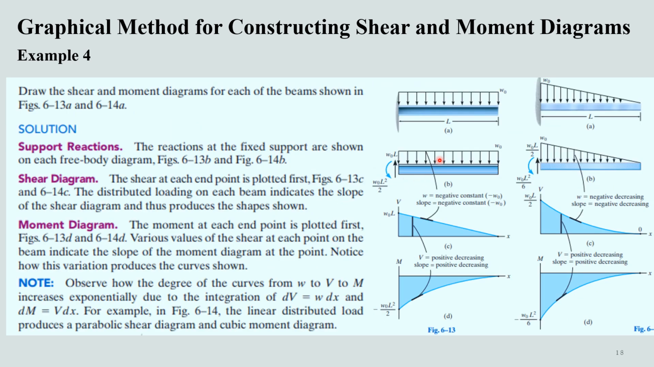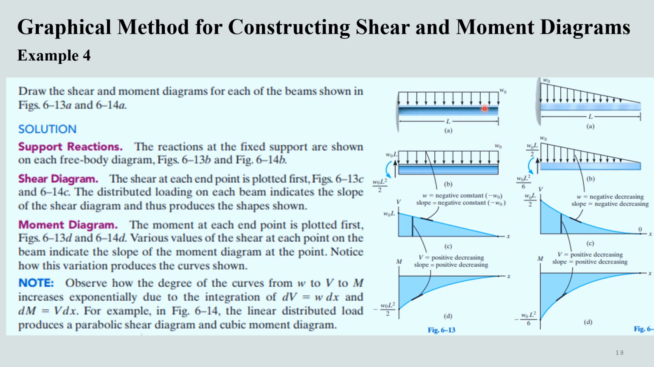Okay, now we are on our fourth example of this lecture, in which we have to construct shear and moment diagrams for the beams shown here. This is also a fixed beam that is being subjected to a uniformly distributed load, and in another figure we have a beam that is being subjected to a uniformly varying load. Let's first consider the beam subjected to uniformly distributed load.